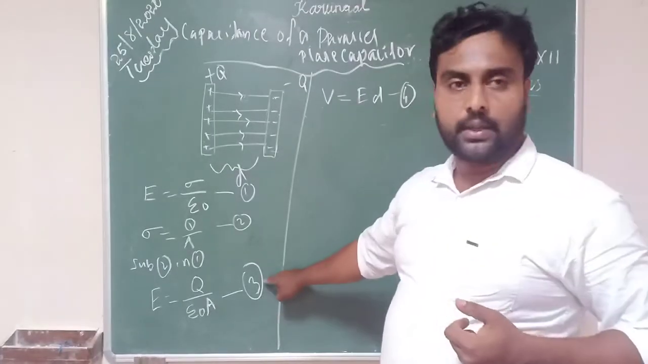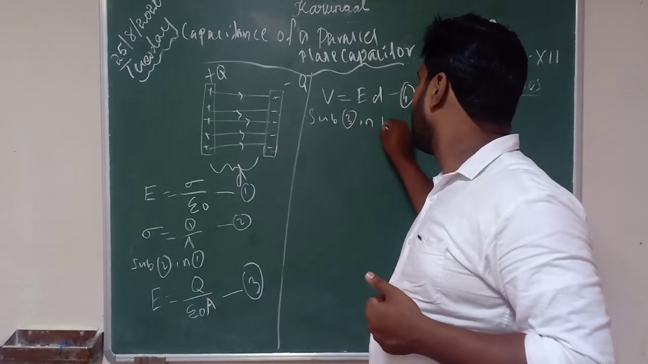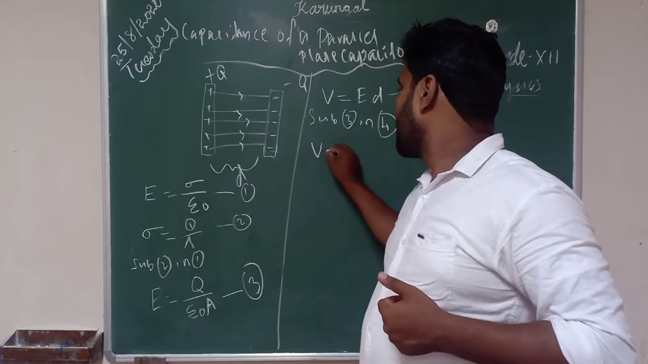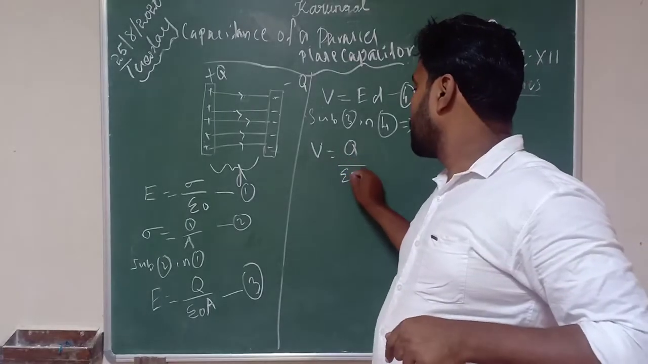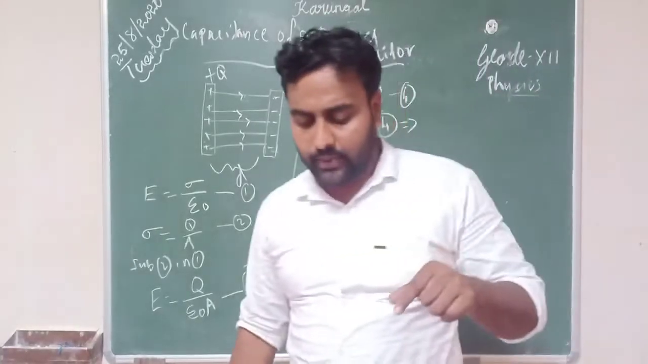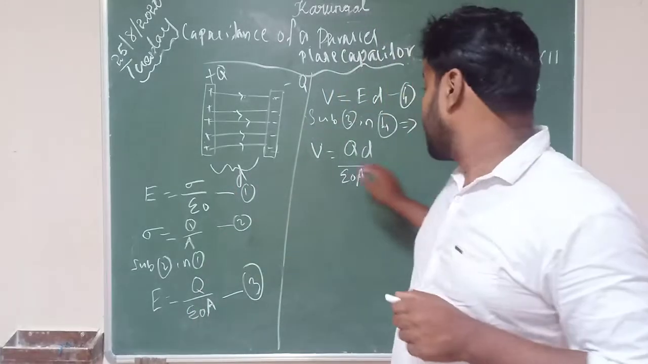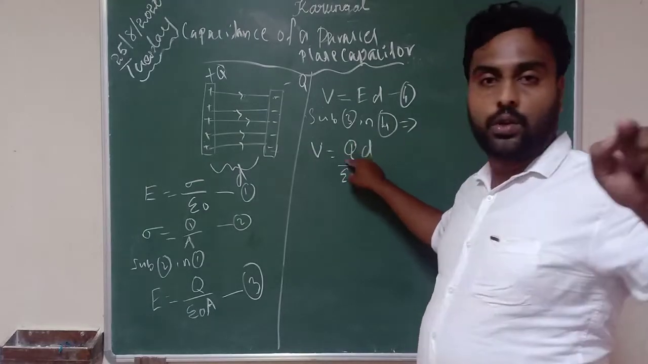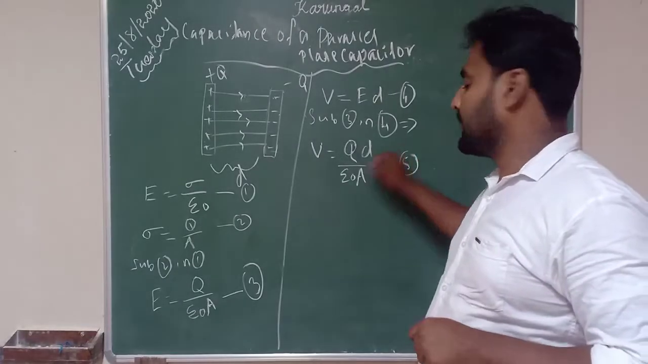Now substitute equation 3 in 4. So you get V equal to, instead of this E, Q by epsilon 0 A. So this is the potential difference between these two parallel plates of the capacitor. V is equal to QD by epsilon 0 A. This you can keep as equation 5.